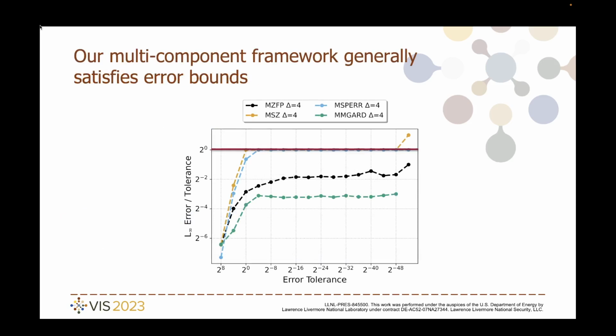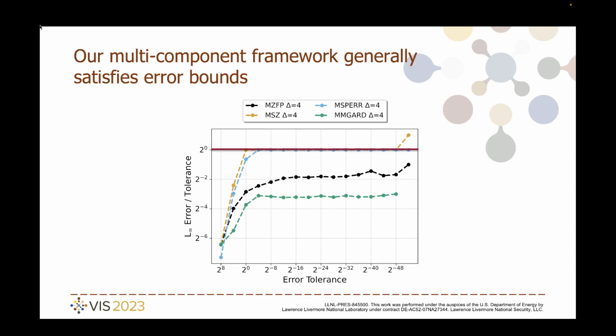Let's start by looking at errors. For generating these and the following results, we use datasets available in the SDR-Bench collection. This plot shows the ratio between measured and target errors as a function of the target errors for the multi-component compressors at delta equal to 4.